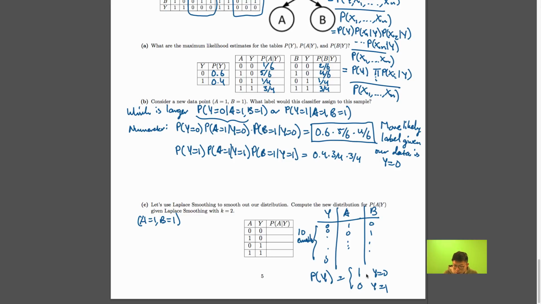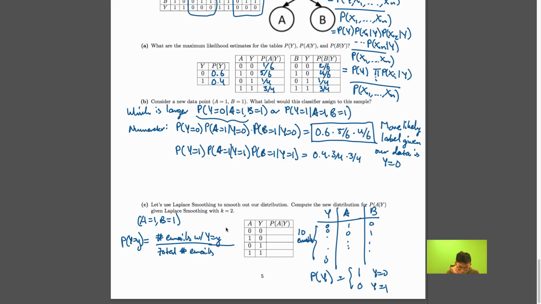So what is it? Our current maximum likelihood estimate of P of y is the number of emails with y equals y, divided by the total number of emails. With Laplace smoothing, we're going to give each bin some prior counts, and then normalize it so that everything still adds up to 1. What does that mean?